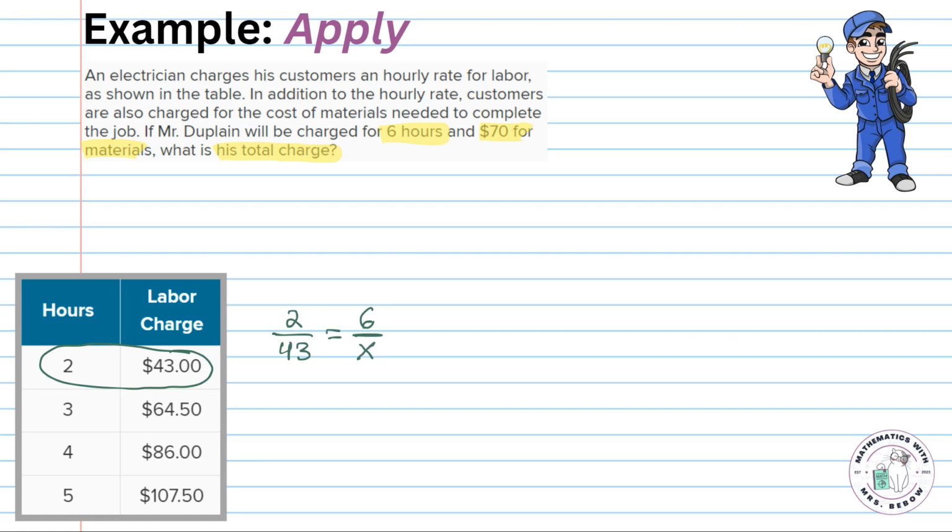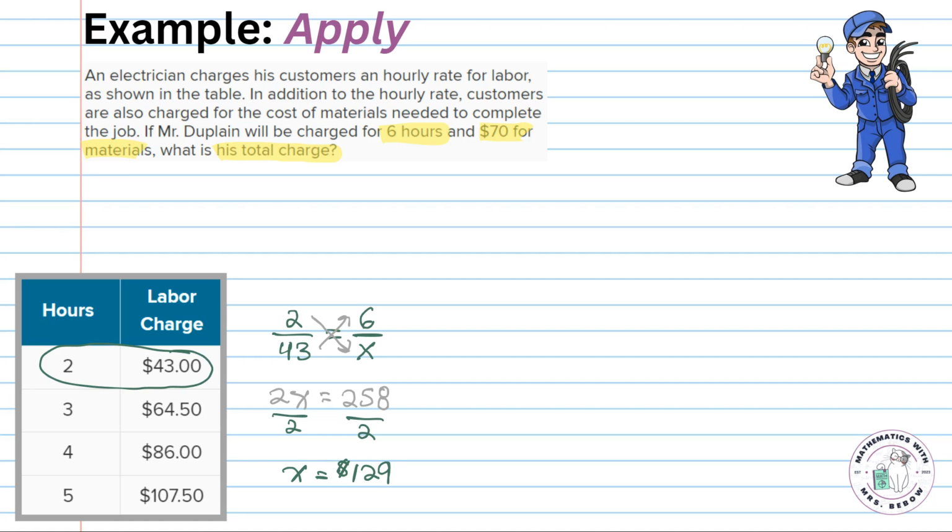So as a reminder with proportions, which are actually a type of equation, right? We're going to do cross products to solve this. So we're going to do 2 times x and then 6 times 43. So we'll have 2x equals, and then 6 times 43 is 258. And then to solve this, we're just going to divide both sides by 2. And we find that x is equal to $129. So it was $129 for the 6 hours, which makes sense, right? If we're taking a look at that pattern, 6 hours should definitely be more than $107.50.